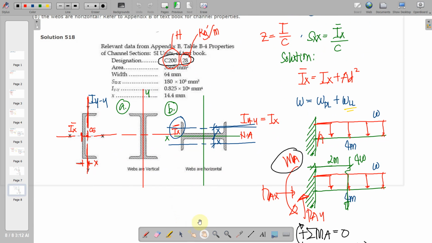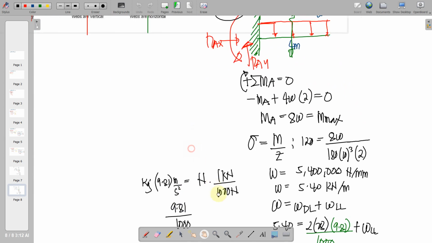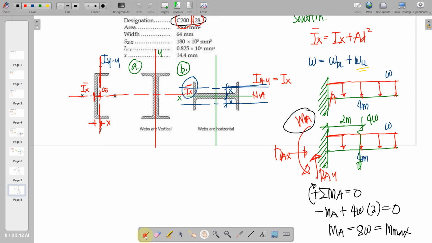Okay, so we have I bar x. So I bar x, here it is, I bar x. We have ix plus ad squared. So I bar x, we have two of them. Okay, there are two. So ix is actually iyy. That is equal to this value.